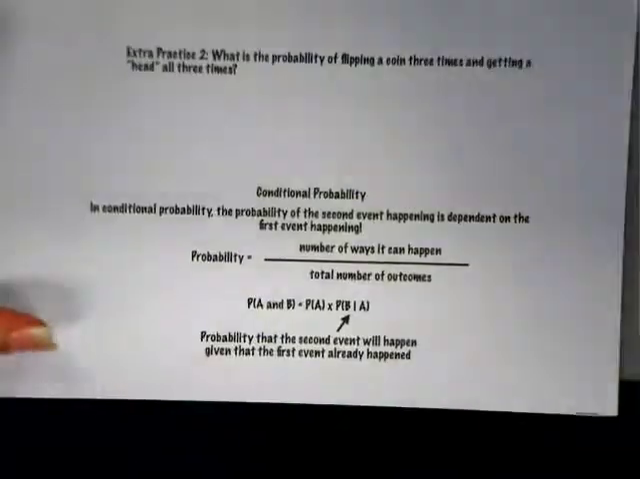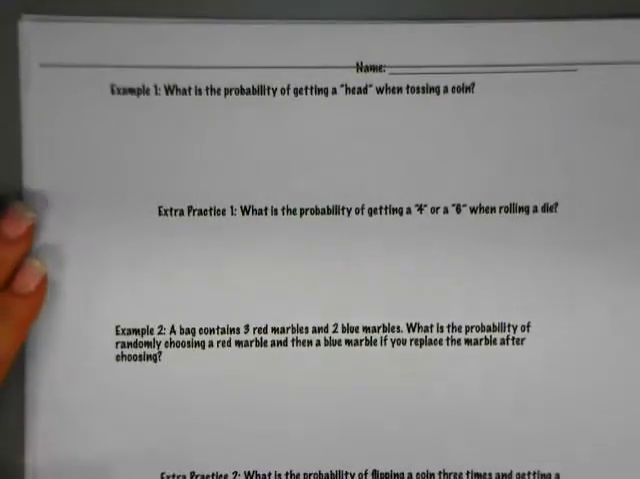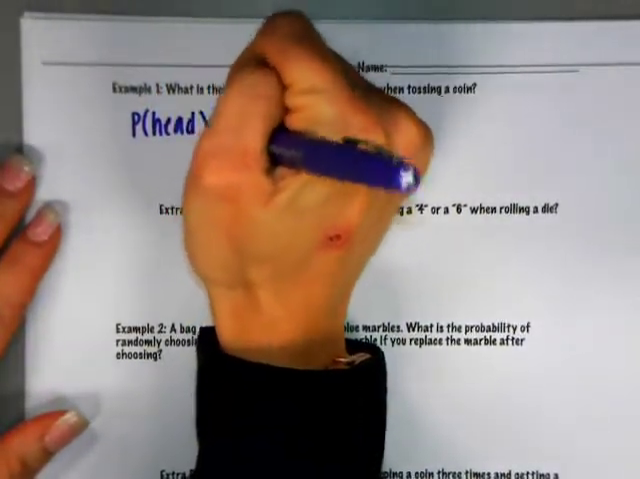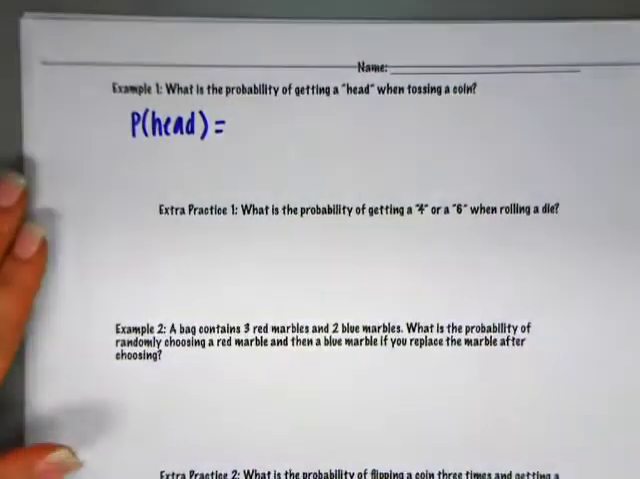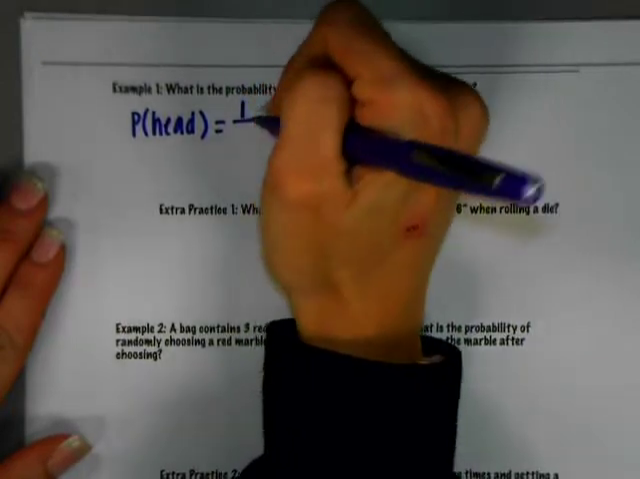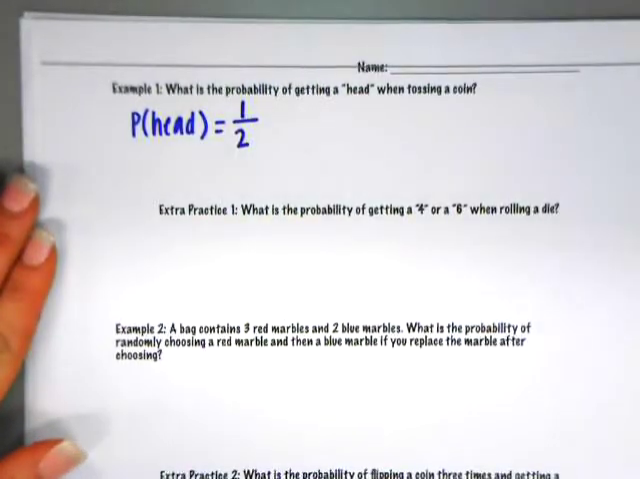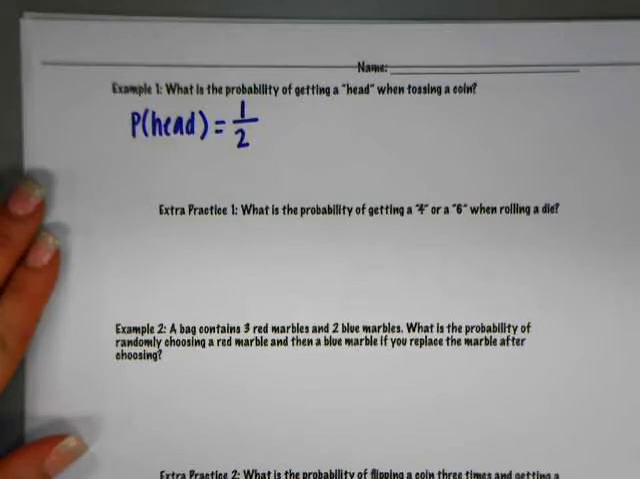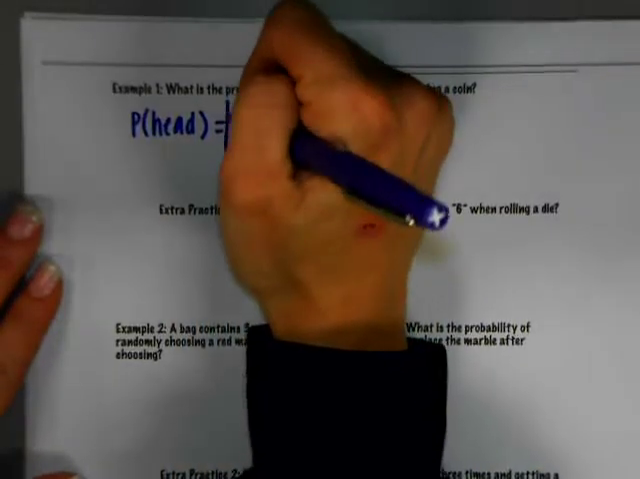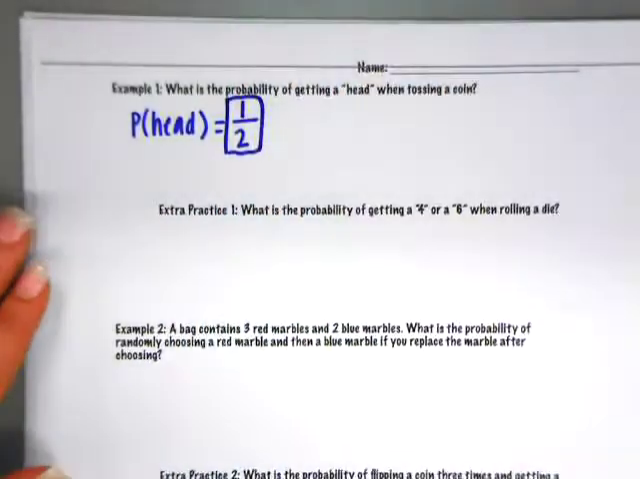Okay? So, first one, what is the probability of getting a head when tossing a coin? So, that's one event, you're tossing the coin one time. So, probability of getting a head equals. How many heads are there on a coin? 1 out of how many total sides? Yep. Okay, you gotta try that next one.